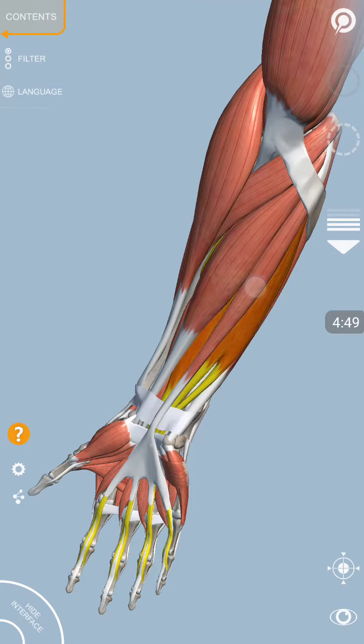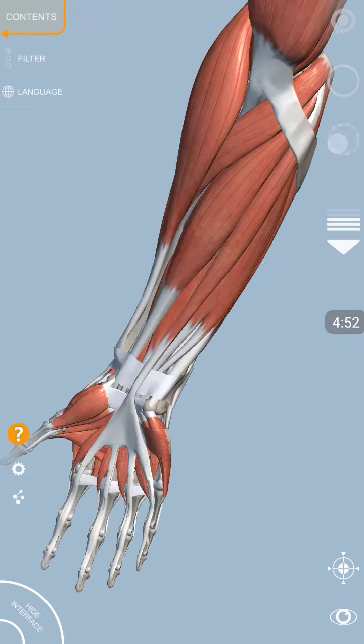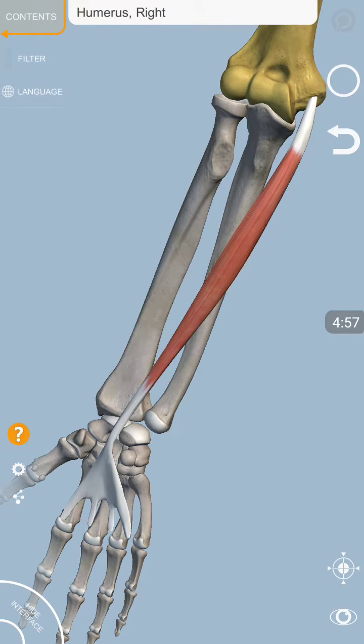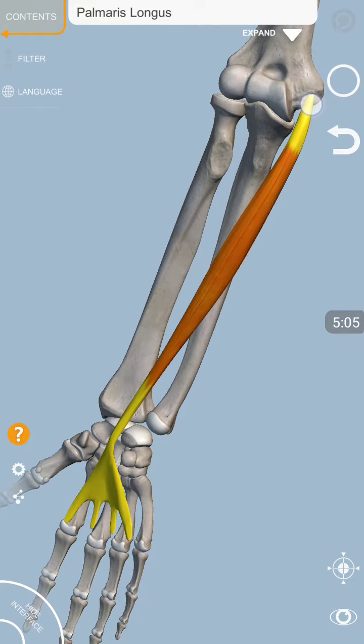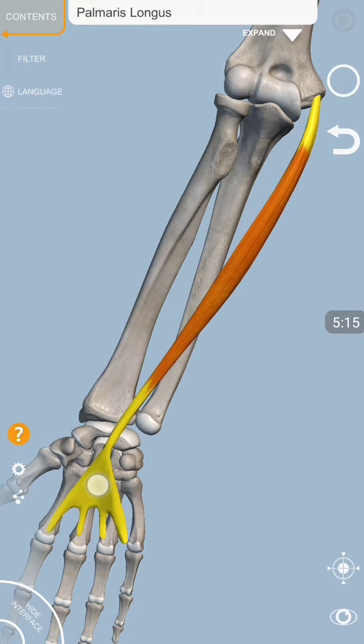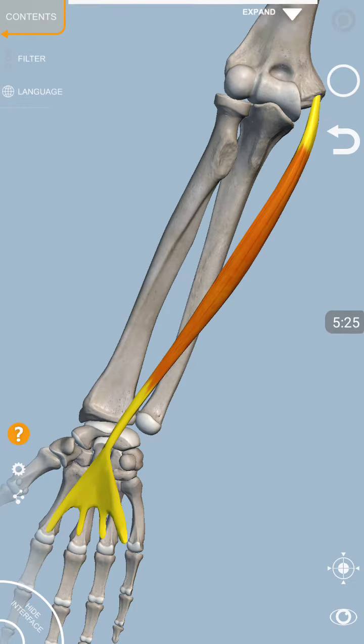Then we have the palmaris longus muscle. Look at this muscle. It also has a proximal attachment and distal attachment. Proximal attachment is along with the other superficial muscles. It is getting attached onto the medial epicondyle of the humerus, whereas its distal attachment is the palmar aponeurosis. What is aponeurosis? Aponeurosis is nothing but a flat tendon.